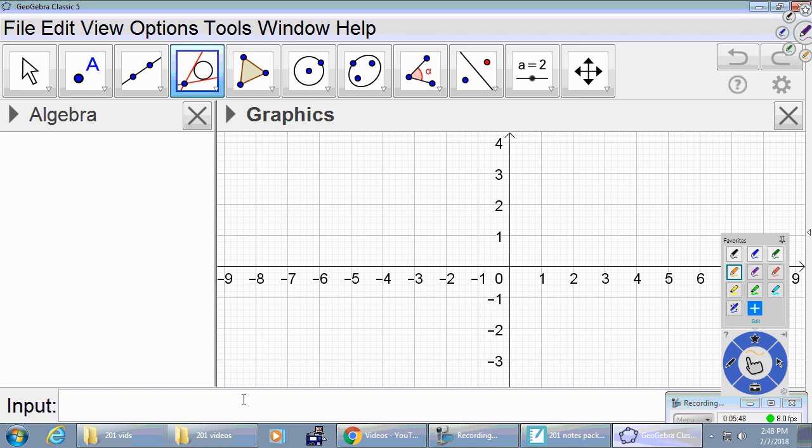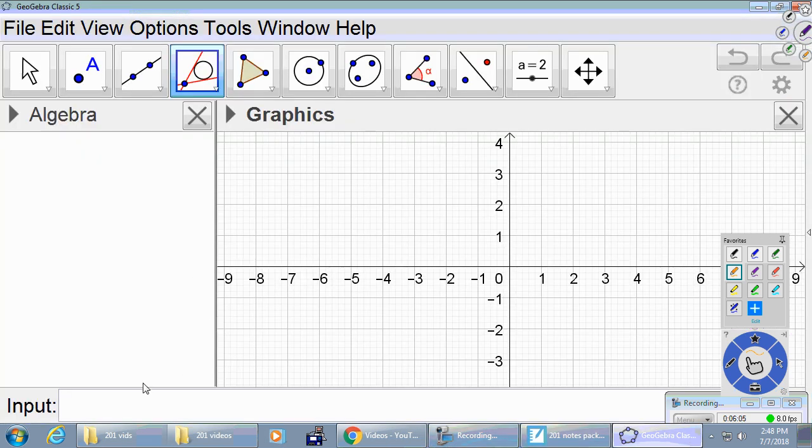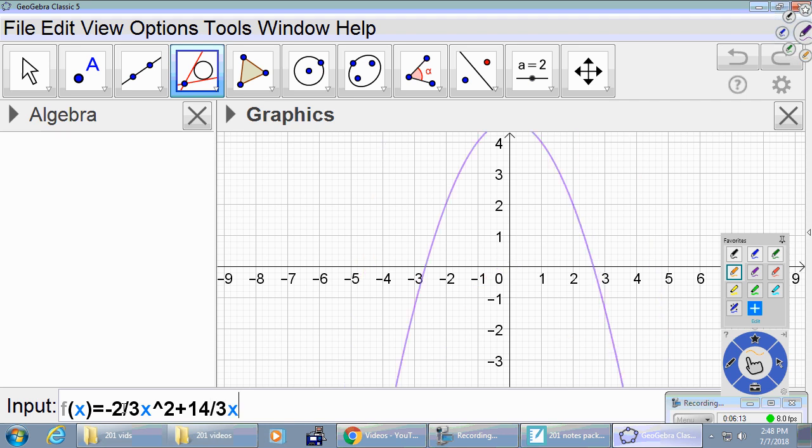Okay, so here's a blank GeoGebra file, and we're going to just type in the formula we just came up with. Oh, why is there an x up there? So this is supposed to be 14/3 x. Okay, so we're going to type that into GeoGebra right here, just like it was written: f of x equals negative 2/3 x squared plus 14/3 x.